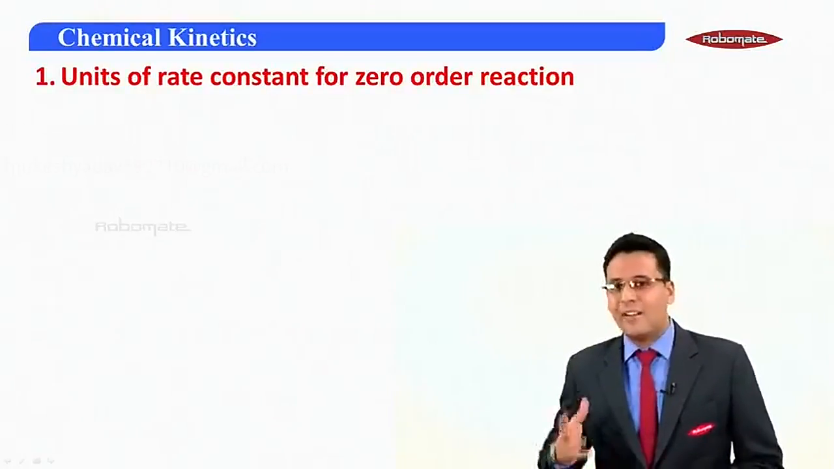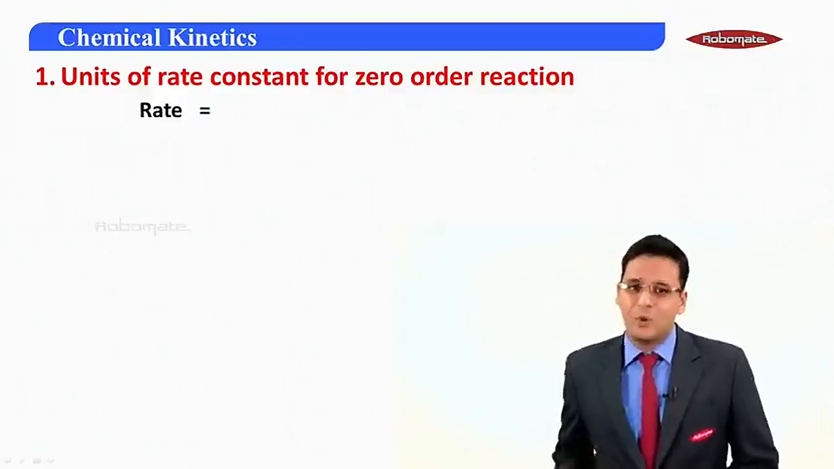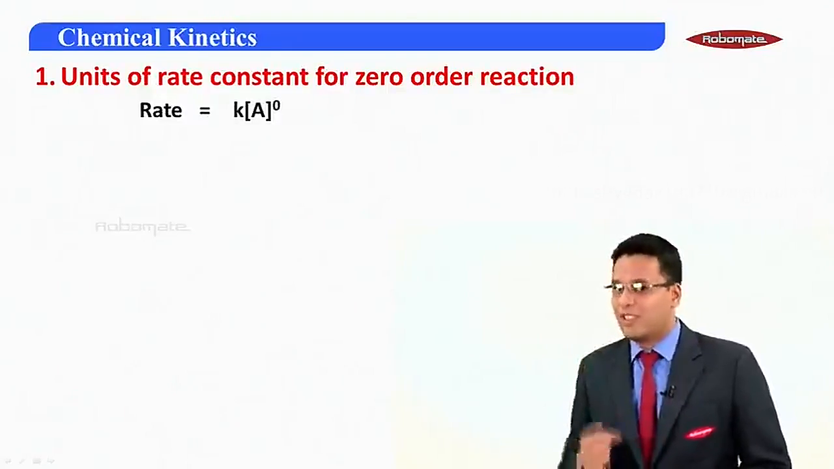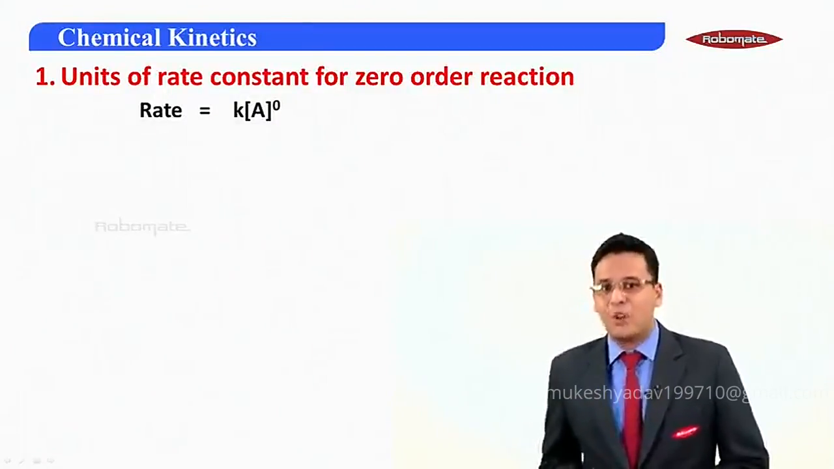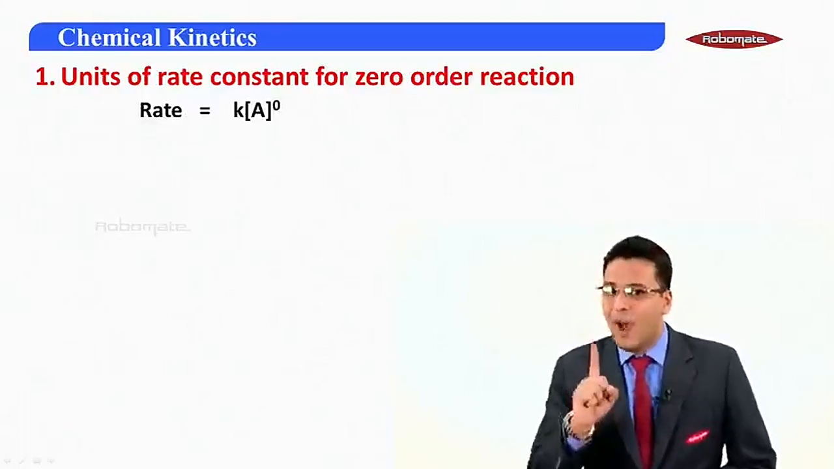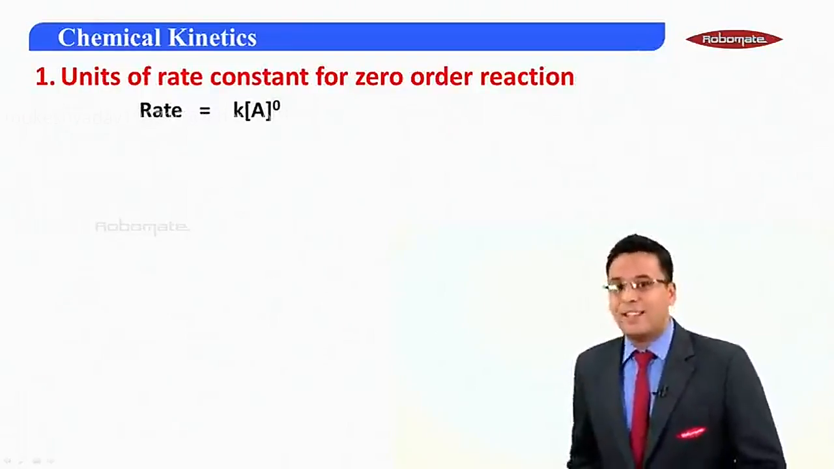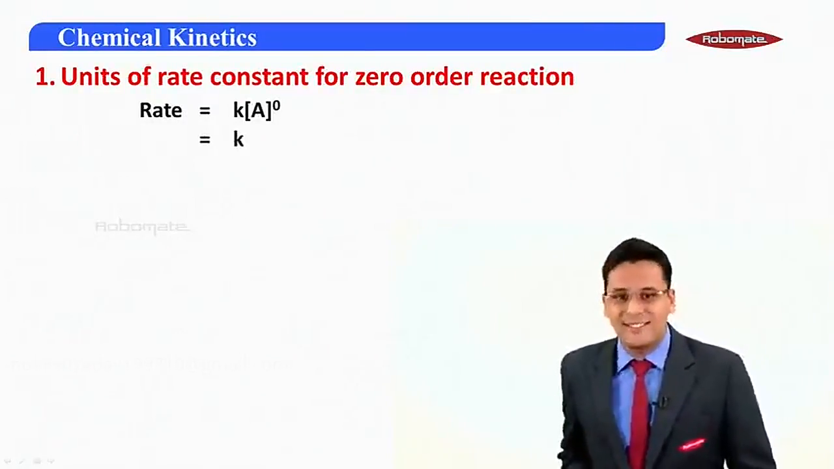Let's write the rate law expression first. It will be rate is equal to K into concentration raised to 0, because it's a zero order reaction, my dear friends. So here, the concentration of A raised to 0 is 1. Anything raised to 0 is 1. So I can say that rate essentially is equal to rate constant.